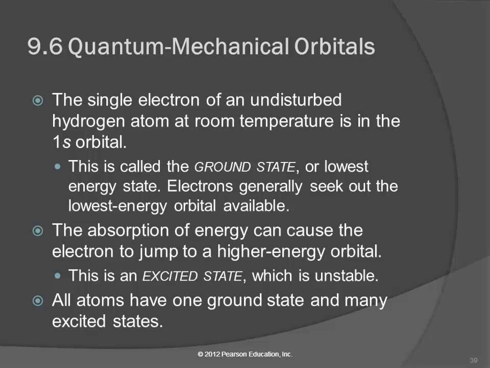the orbitals. So all atoms have one ground state, one lowest state, but they can have multiple excited states, depending on how much energy came in. That electron can go from n equals 1 to n equals 2, or to n equals 3, or n equals 4. There's multiple states that it could be in an excited state, but only one ground state.